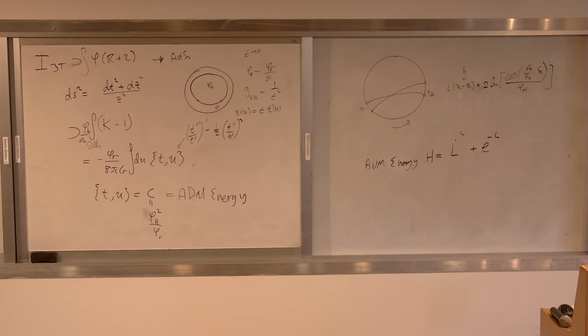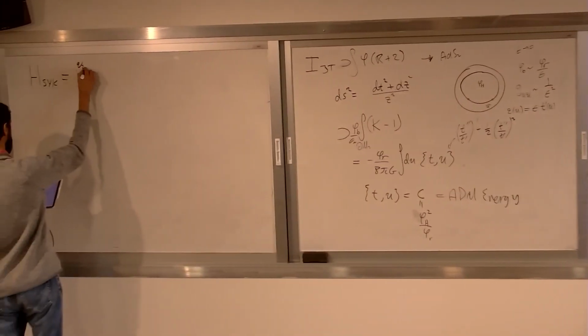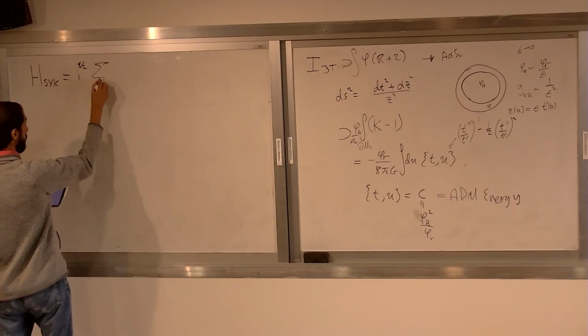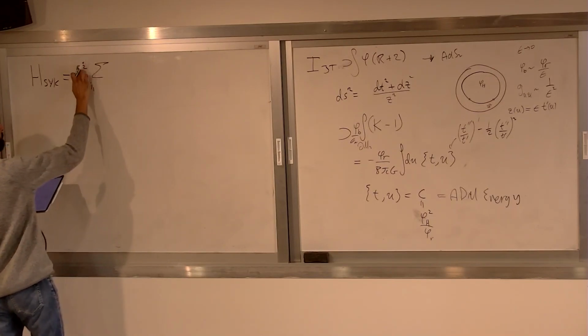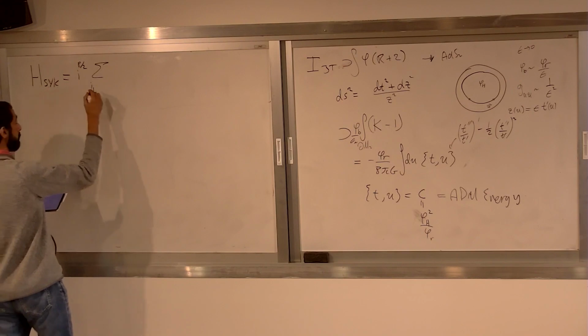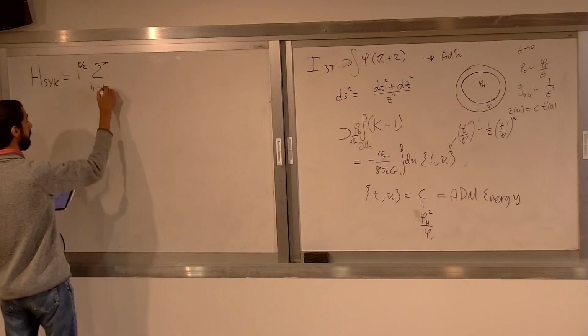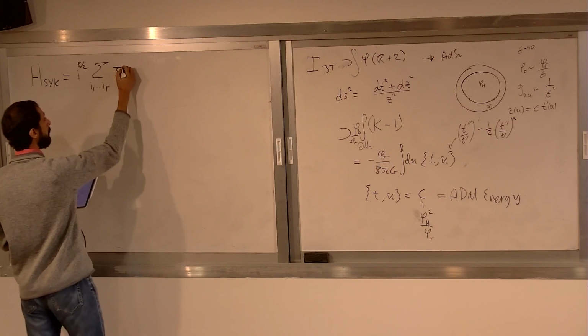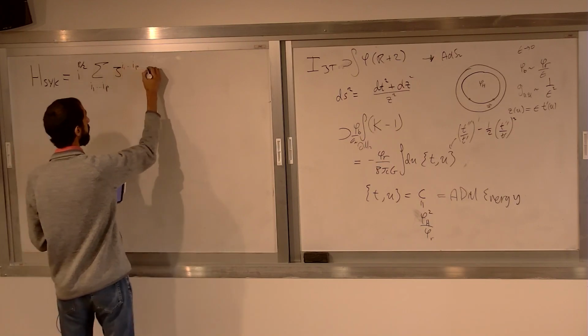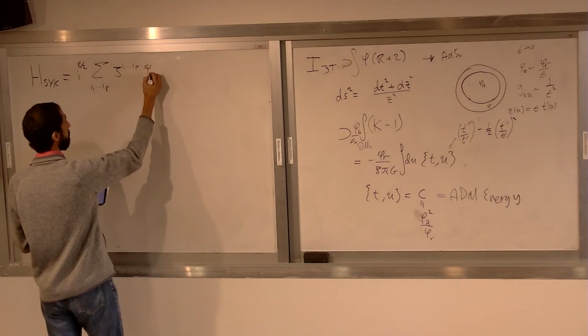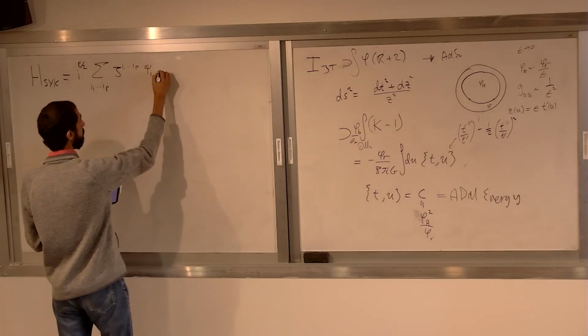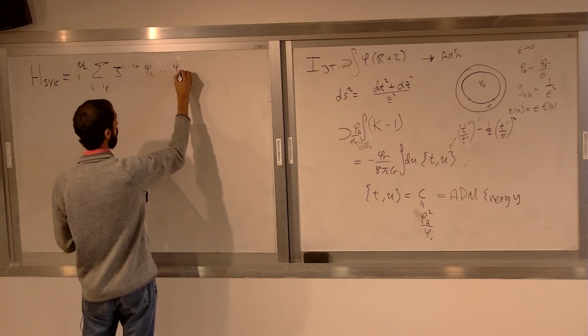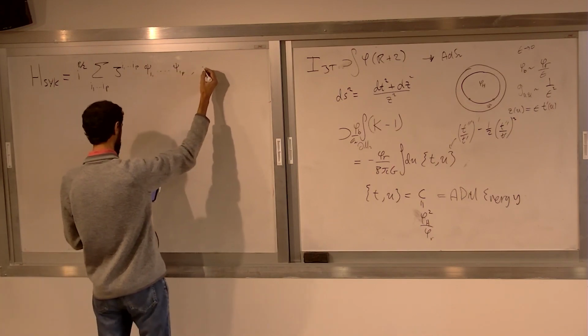Let me write down the SYK Hamiltonian. It's given by i to the P over 2, a sum from i_1 all the way to i_P, of J_{i_1...i_P} times Majorana fermions, P of them. Majorana, meaning they have the following algebra.